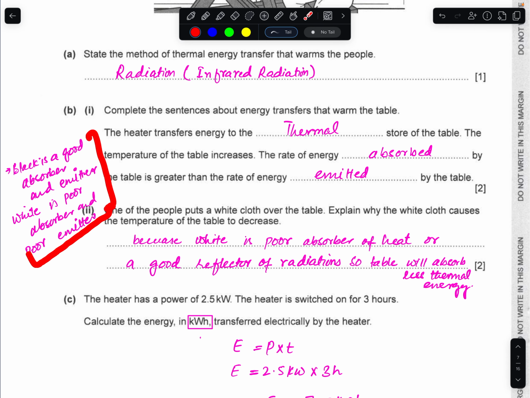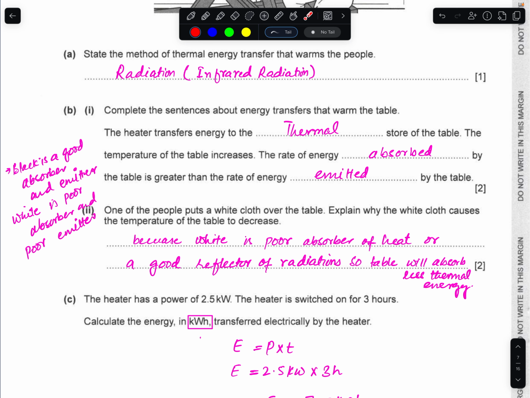I wrote a point over here. Most of the time the students make this mistake because they know that black is a good absorber, but they don't know black is a good emitter as well. So black is good in emission and absorption both. Black is a good absorber and emitter, and white is a poor absorber and poor emitter.